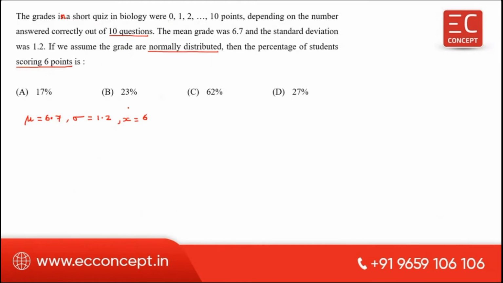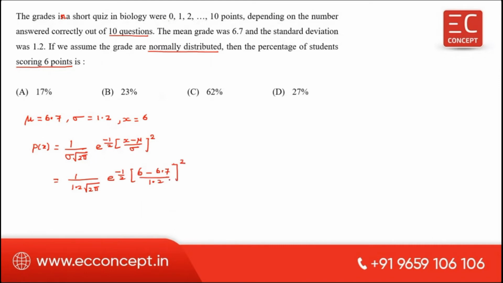What is the probability? We know that the probability under the normal distribution curve is 1 divided by sigma into square root of 2 pi, e power minus 1 by 2 into (x minus mu divided by sigma) the whole square. Now you have to substitute all values: 1.2, 2 into pi, e power minus 1 by 2, (6 minus 6.7 divided by 1.2) the whole square.